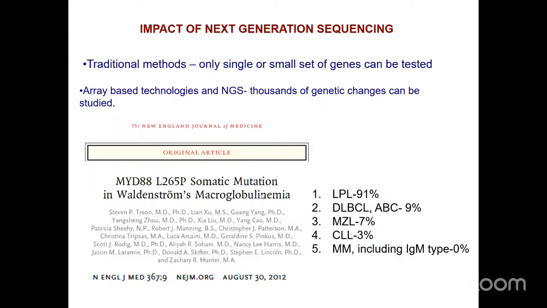However, none of these are like specific. They can be seen in other circumstances, but in the context of a small B-cell lymphoma, which has a more like a bone marrow-based morphology, finding a MYD88 becomes very specific.